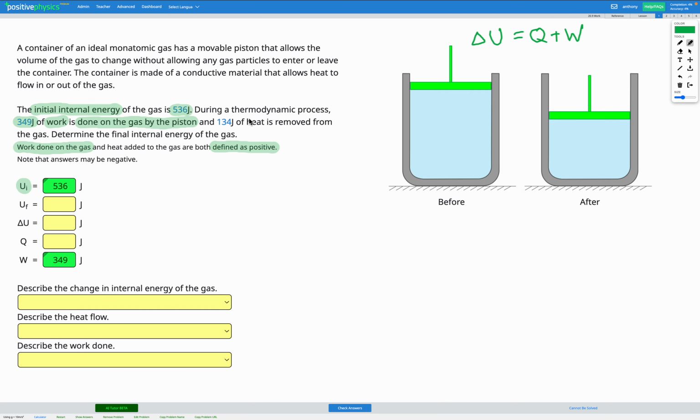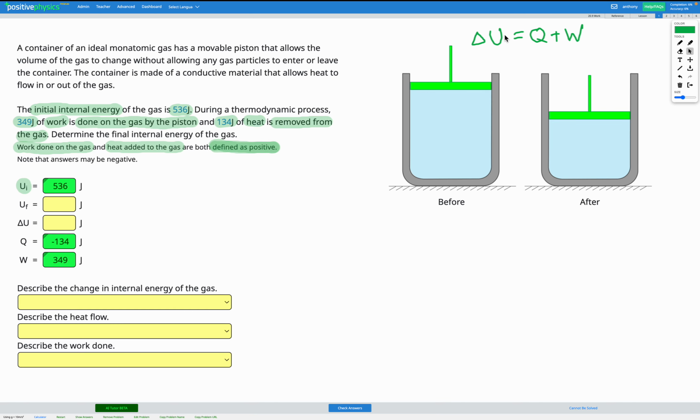We're also told 134 joules of heat is removed from the gas. So heat added to the gas is defined as positive. Heat removed from the gas would be defined as negative. So we've got 134 joules of heat removed. That means our Q, our heat, is going to be negative 134. Awesome. So we now know Q, heat, is negative 134. W, work, is positive 349.